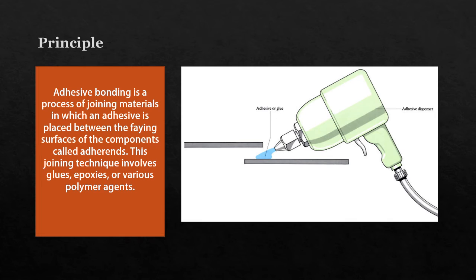This is the illustration of how adhesive bonding works. Basically, there are two surfaces that are joined together using an adhesive material between them, and these two surfaces will be joined permanently after a certain amount of time.